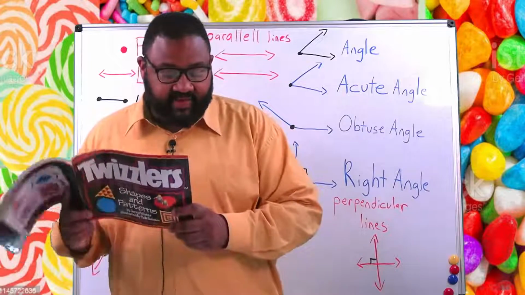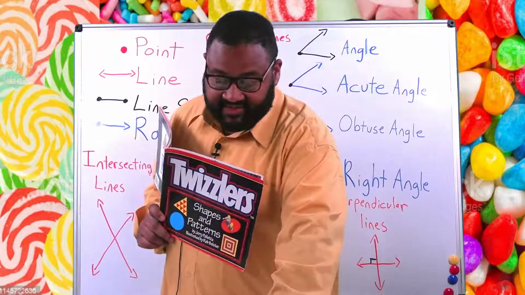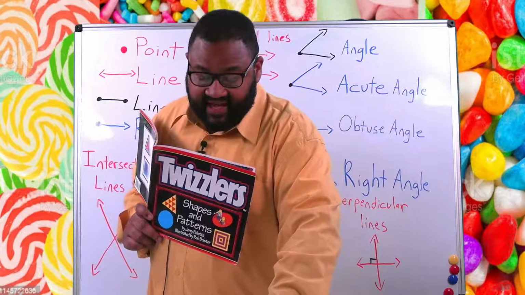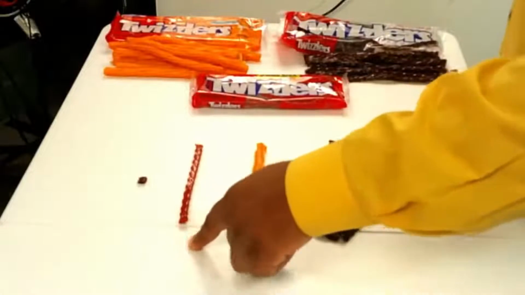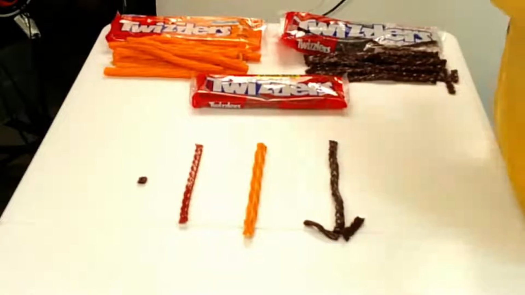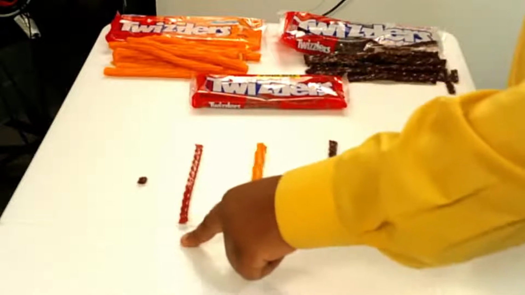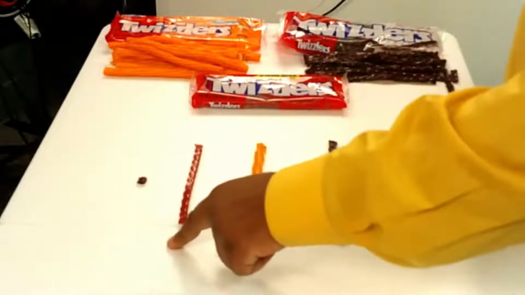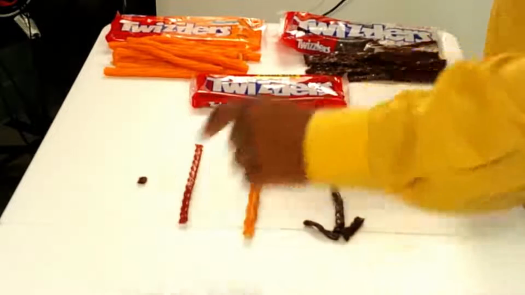As you can see right here, this purple or burgundy piece is a point. Then we have our Twizzlers that represents our line. So right here, this is my point. I love it. This here is representing our line for tonight. Point, line. We'll look at that in just a few moments. My point and my line.